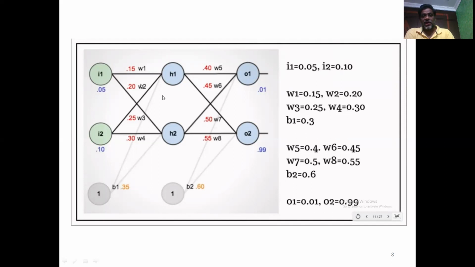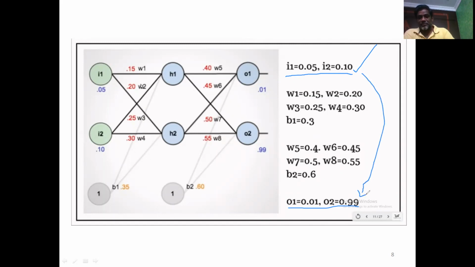You can go with any other values also. It's not compulsory that you should follow these values. And this is the input pattern that we are considering: I1 is equal to 0.05 and I2 is equal to 0.10. And the neural network should produce these outputs whenever I submit this input pattern. So these are target values.